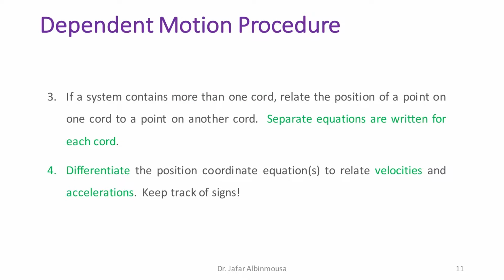The third step, of course, is to write down the cord equation, but you need to be careful that in some situations you have two cords, and if you have two cords, it means you have to write two cord equations. And what matters here is that you will need one single parameter that relates the two cords together. And then you differentiate the position coordinate equation with time to get the velocities, and then you differentiate it again to get the accelerations.